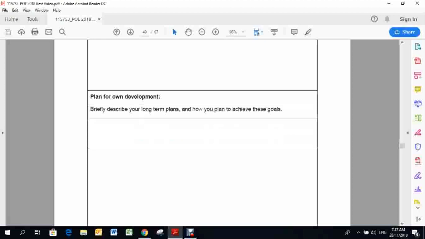Plan for your own development. I don't even know what you plan in your life, but indicate to us, let's say in five years' time, what do you want to do. So you need to put down your plans. That is more personal, but very important to the CCFOs.